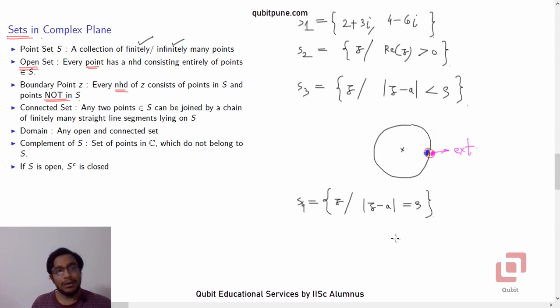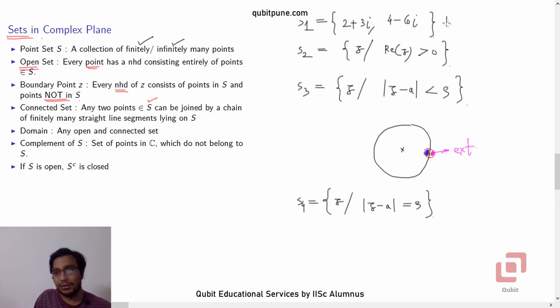Now let us go to connected set. A connected set is such that any 2 points in it can be joined by a chain of finitely many straight line segments lying in it. So clearly the circle's interior is a connected set. Let me now tell you an example of a set which is not connected.